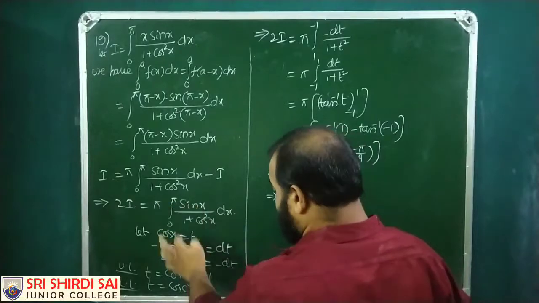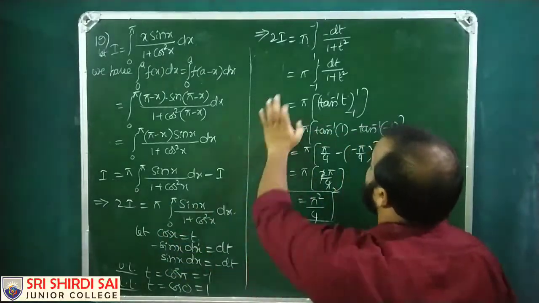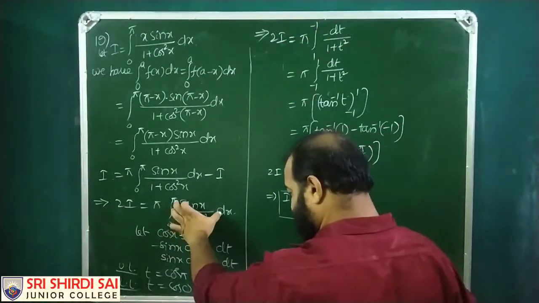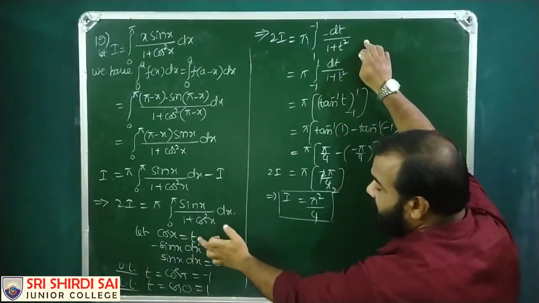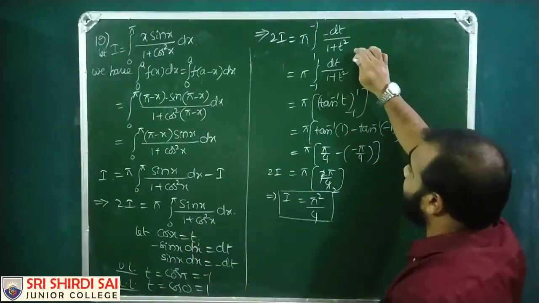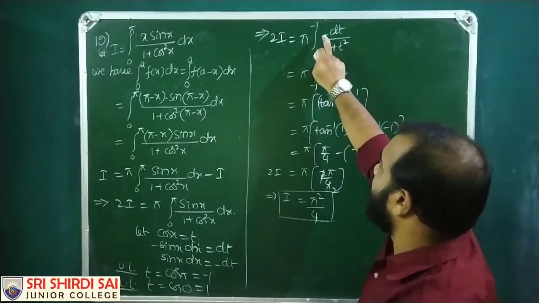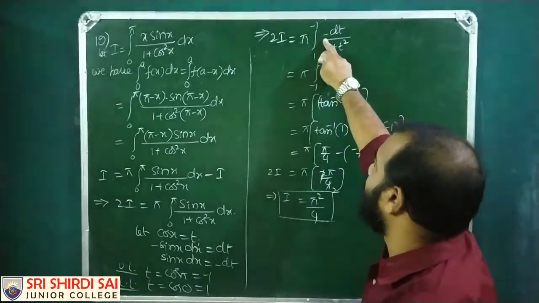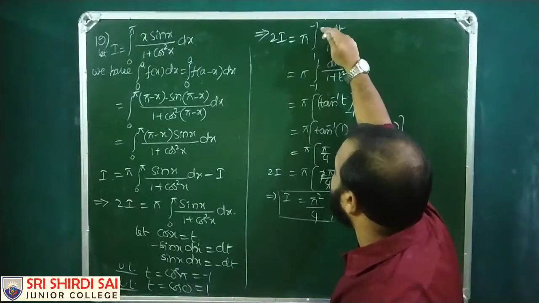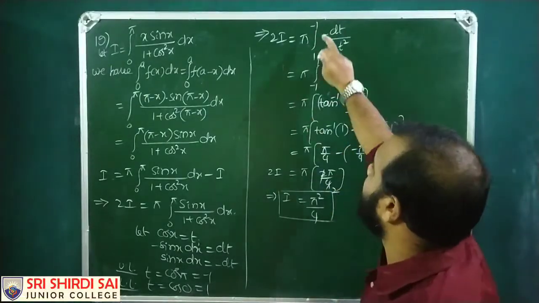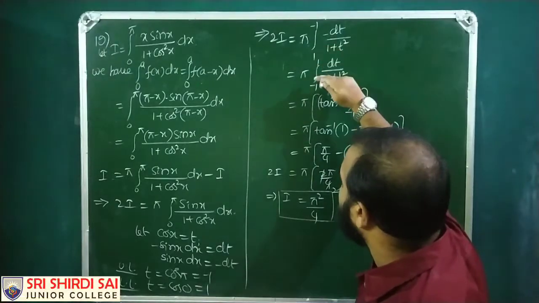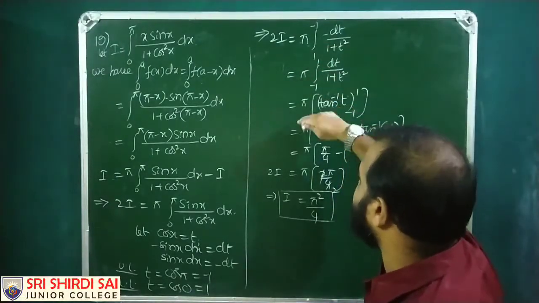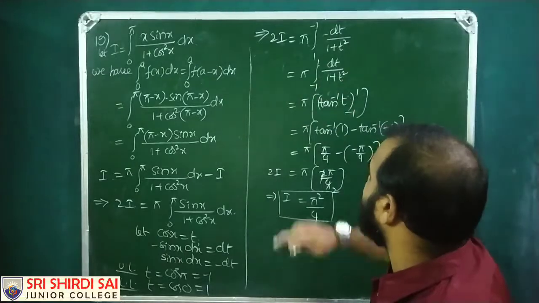So 0 to pi values are 1 to minus 1. So sin x dx value is minus dt by 1 plus cos x is t, cos square x is t square. So pi into, this minus we want to remove. Then we have to interchange the limits. So minus 1 is upper limit and 1 is the lower limit. So here I have interchanged. So 1 is the upper limit, minus 1 is the lower limit.